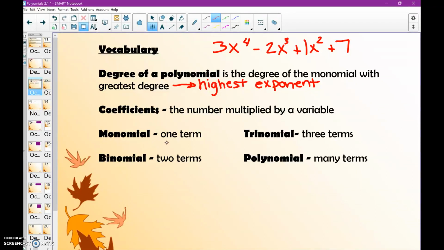Monomial means one term. Binomial means two terms. Trinomial, three terms. Polynomial, many terms. So if we look at this expression that we wrote up here, this is one term, the 7. 1x squared is 2 terms. 2x to the third is 3 terms. And 3x to the fourth is the fourth. So this is actually a polynomial because it's more than 3 terms. Each of those things are one term each, like one piece of it.